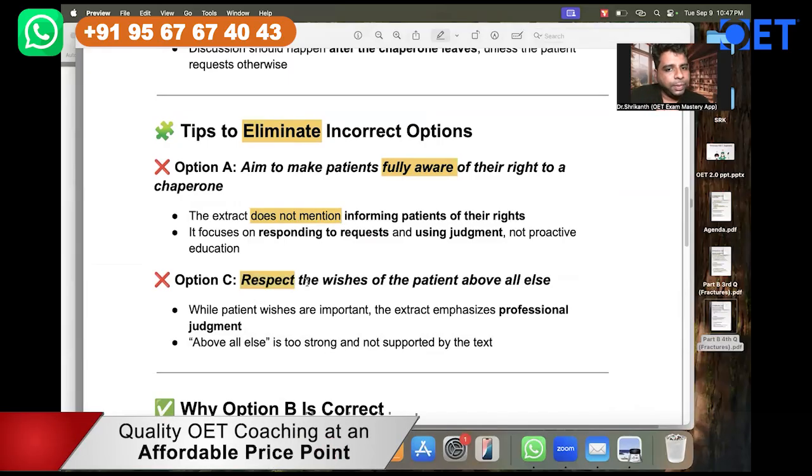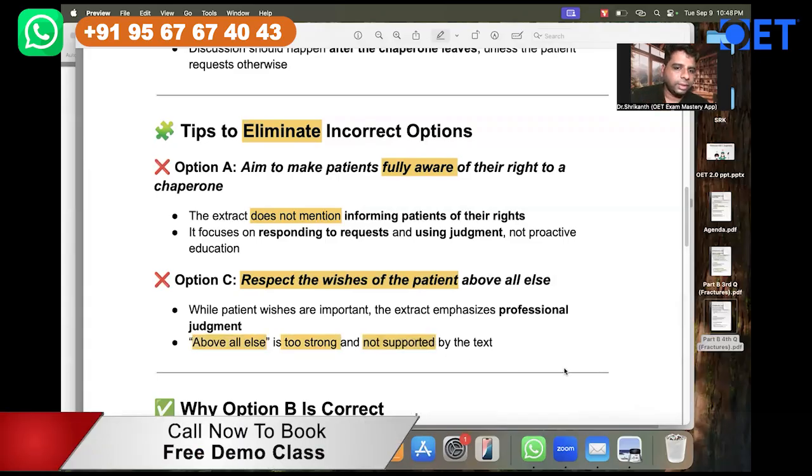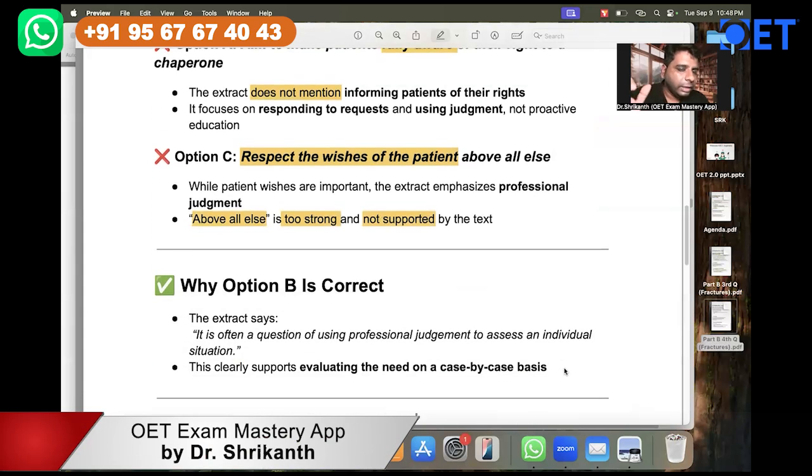Answer option C, respecting the wishes. Respecting the wishes of the patient is mentioned, but "above everything else" is too strong. As I told you, it is just too strong over there. So that is not supported by the text. That means if the healthcare professional is saying you don't need a chaperone, you are not getting a chaperone. Even if you want a chaperone, I am not giving a chaperone because you are a healthy patient. Right. So answer option C is wrong.